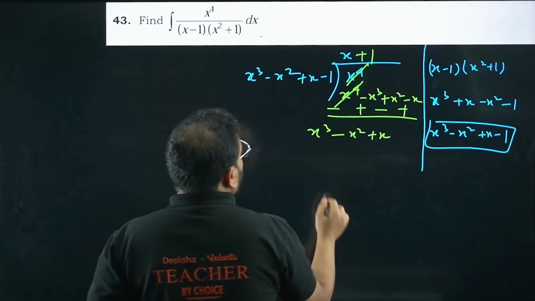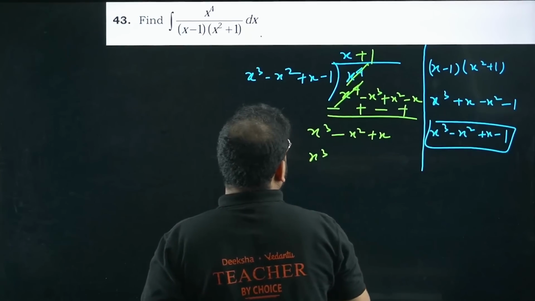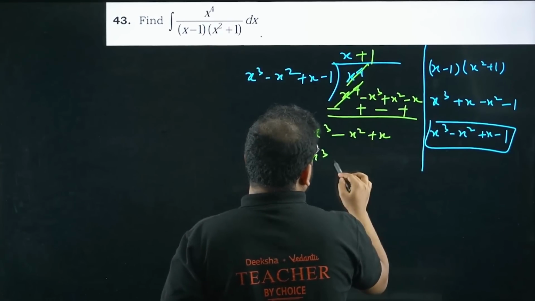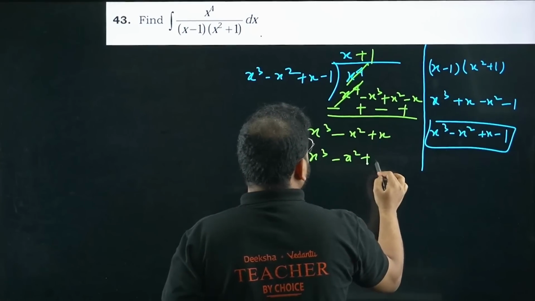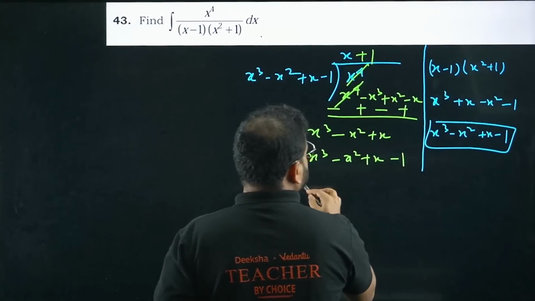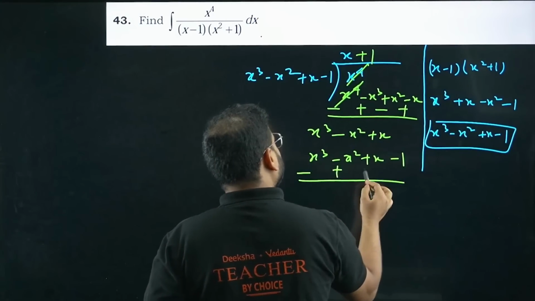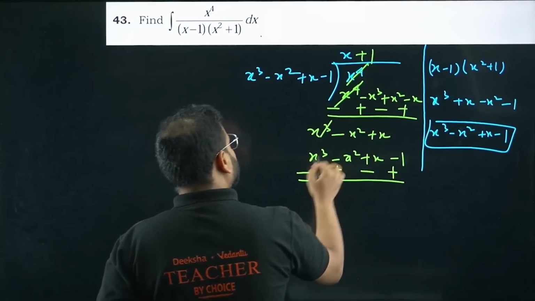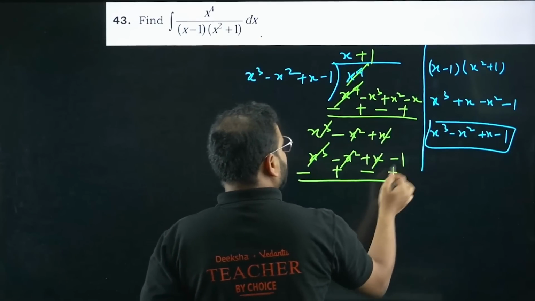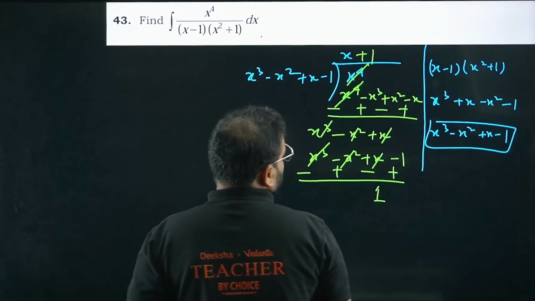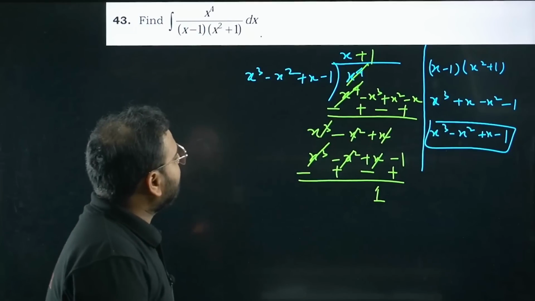What am I going to get? I'm going to get this as x cube, minus x square plus x and minus 1. Sign change now: minus, plus, minus, plus. This is cancelled, this is cancelled, this is cancelled. What do I have left? 1. Okay, so basically, how can I write this?